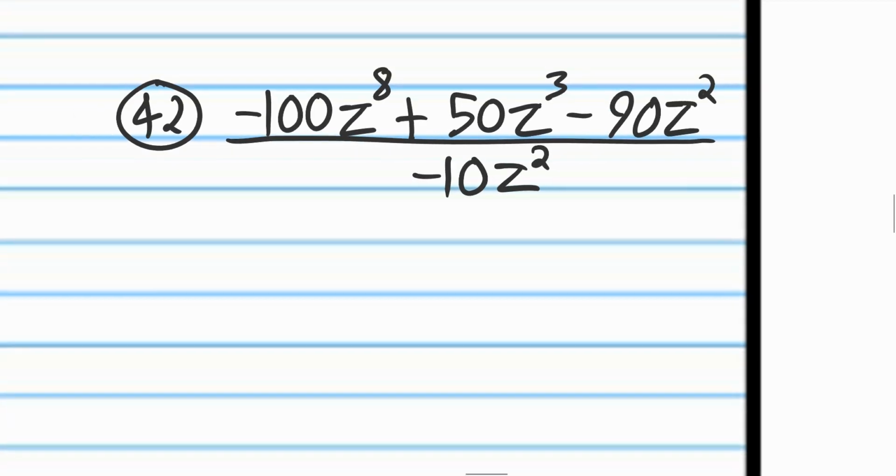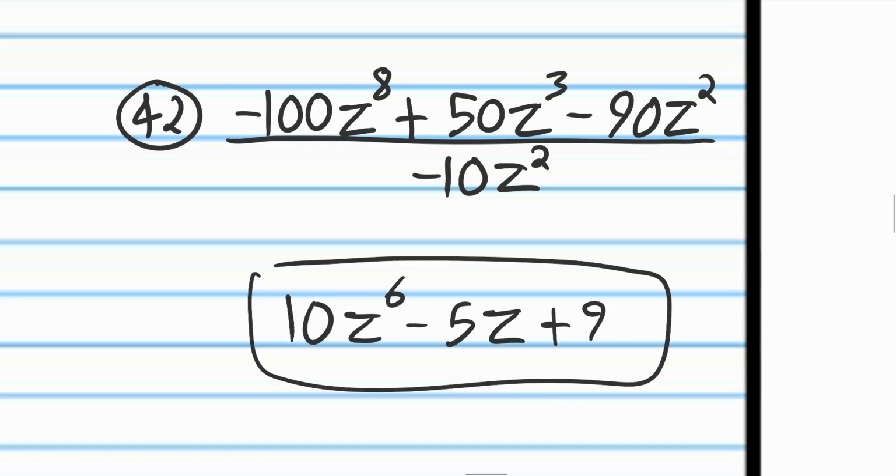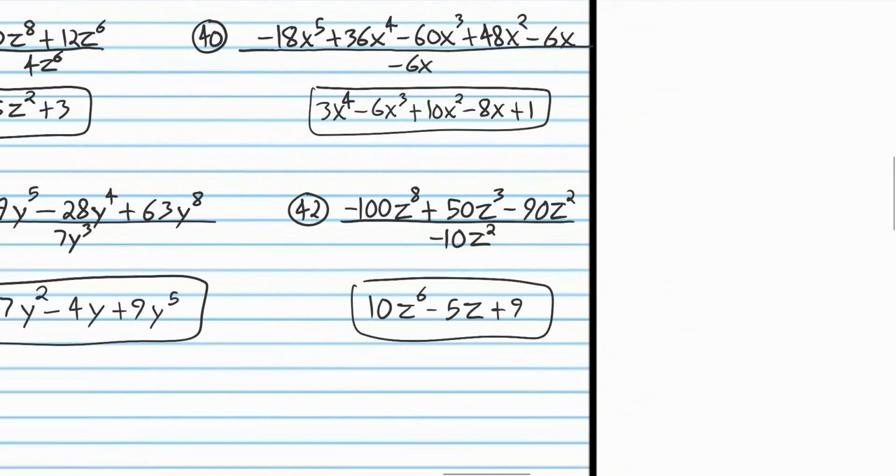All right, we're back. Negative 100 divided by negative 10 is positive 10. And z to the 6th. Negative 5z. And positive 9. So if you got that answer, good job. Just double checking that everything looks right. All right, so very good.